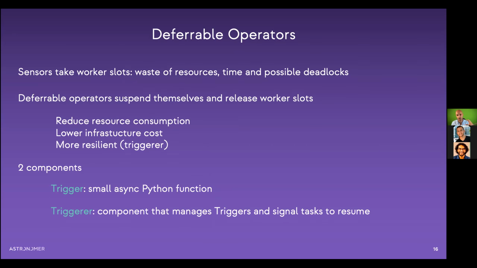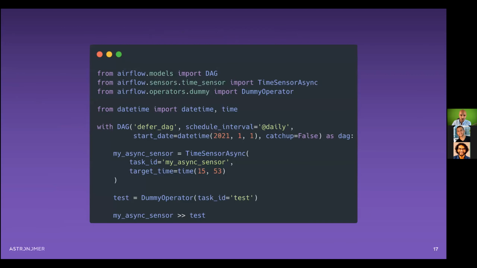You will be able to get back where you left off with your sensors. Okay, so you are not going to waste any more resources. And using a smart deferrable operator is extremely simple. Take a look at the time sensor async here. Okay, you have airflow.sensors.time_sensor, and you have TimeSensorAsync. That's the deferrable operator version of TimeSensor. In this case, I'm going to wait for this specific time before executing the next task.